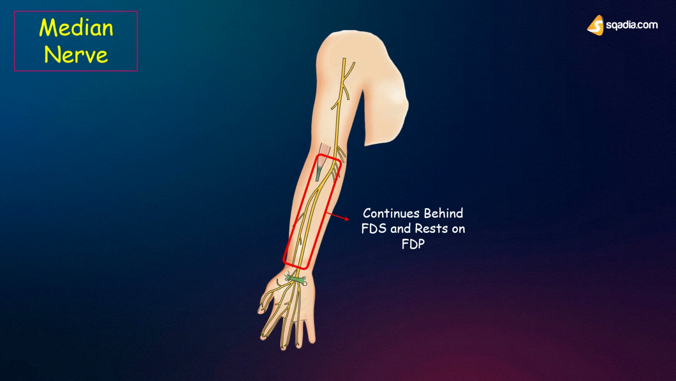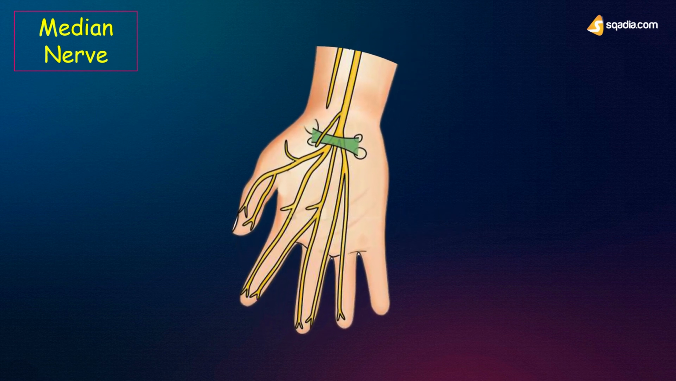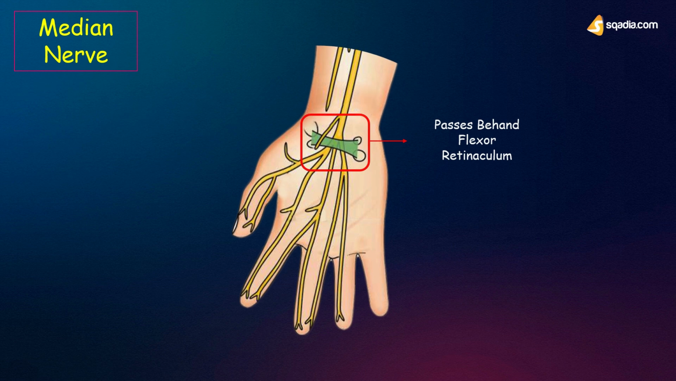At the wrist, the nerve emerges from the lateral border of the flexor digitorum superficialis muscle and lies behind the tendon of the palmaris longus. It enters the palm by passing behind the flexor retinaculum. The nerve gives 4 branches throughout its course.